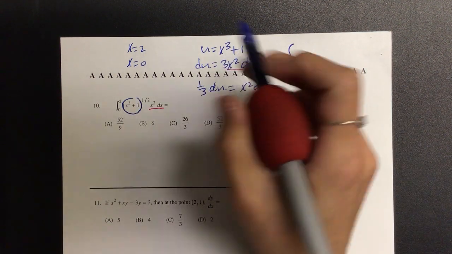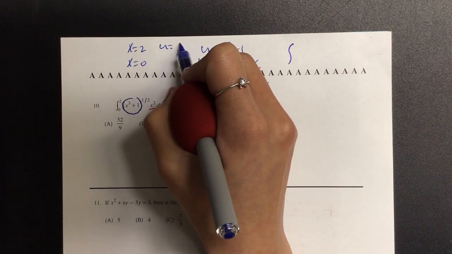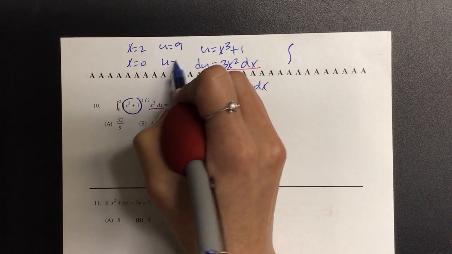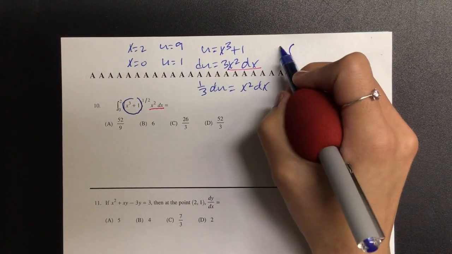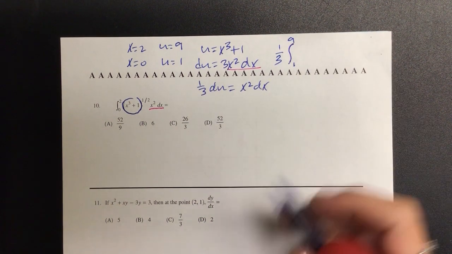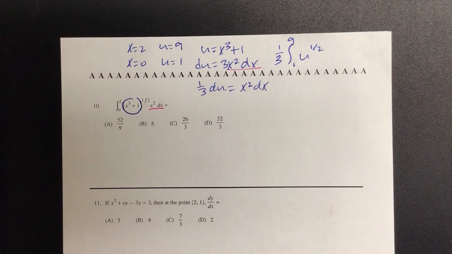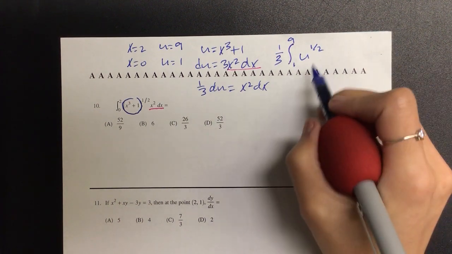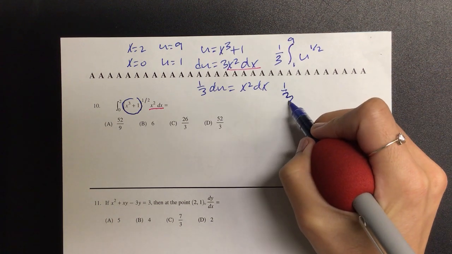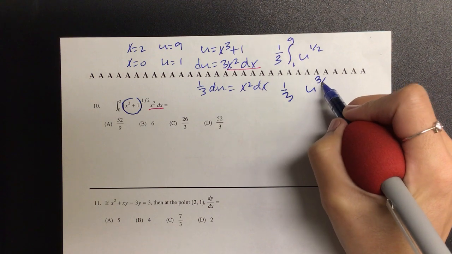So if I do 2 cubed plus 1, how many is it? 9. And then if I take 0 plus 1, that's going to give us 1. So I'm going to kick out the 1/3. We have 1 to 9. Then we have u to the power of 1/2. And let's do the add 1 and subtract 1. So if I add 1 more to the u, what do I get? U to the power of 3 over 2.